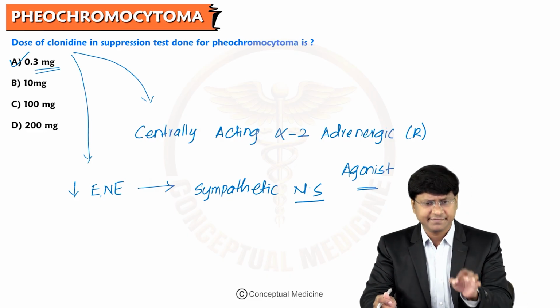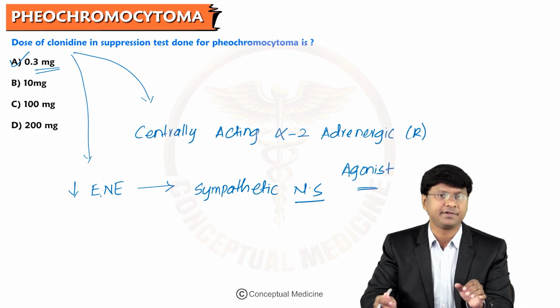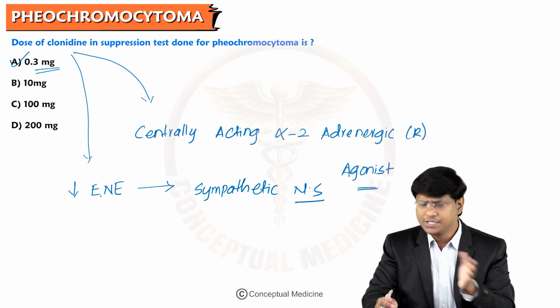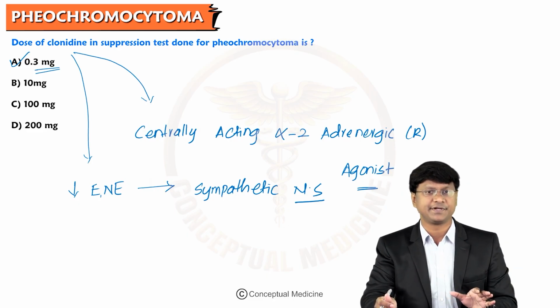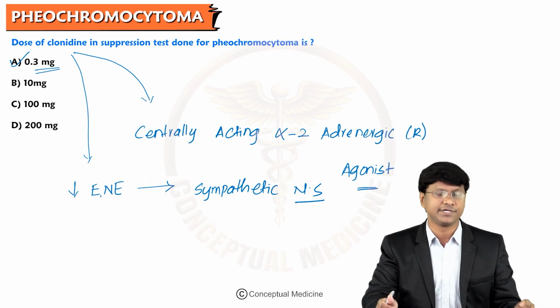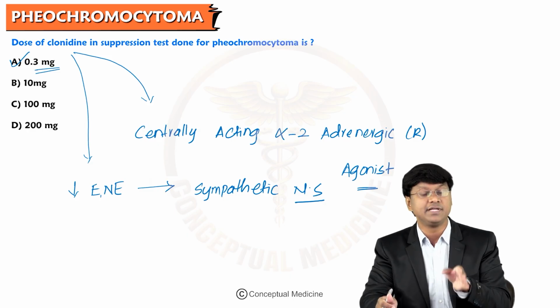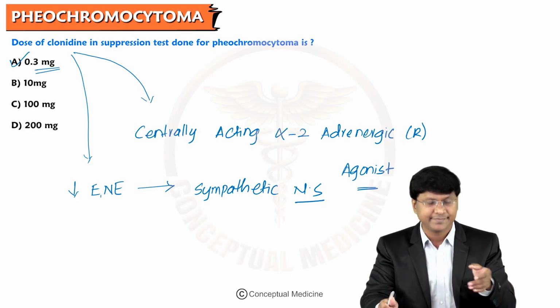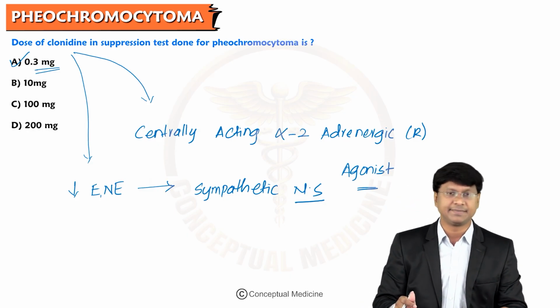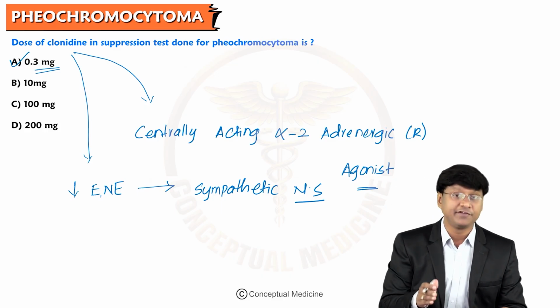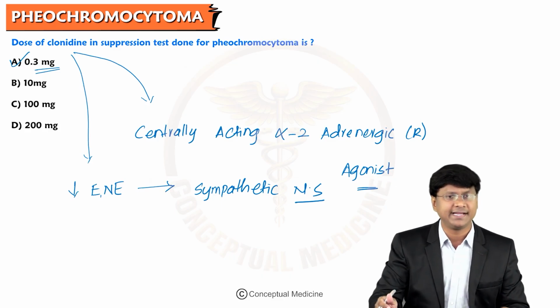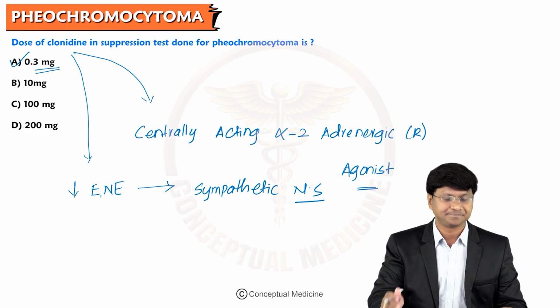But suppose the increase in your epinephrine and norepinephrine is more than fourfold, you don't require to do this clonidine suppression test. It's a confirmed case of pheochromocytoma. But if the increase in your epinephrine and norepinephrine is less than fourfold, that is the point when you need to do this clonidine suppression test, to differentiate pheochromocytoma from increased sympathetic activity.